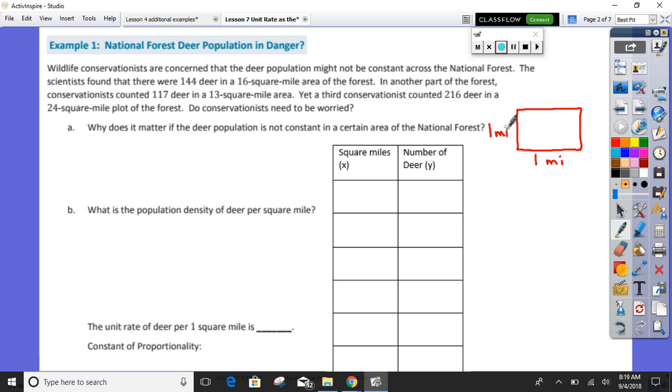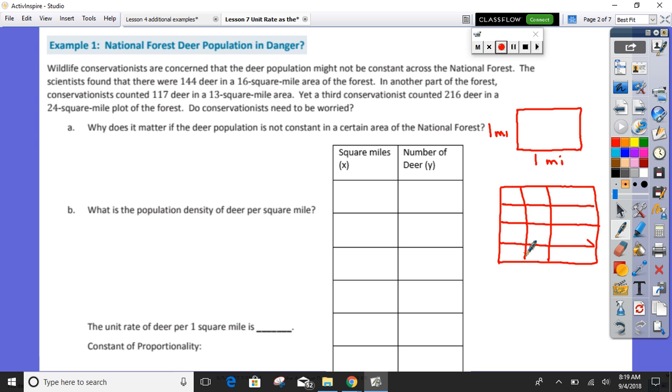So when we're talking about 16 square miles, we're talking about a large square area made up of 16 square miles. So that would look something like this. So where there are 16 of these square miles. So a 16 square mile area of land is not 16 miles on each side. It's only 4 miles on each side because when we multiply 4 times 4 to get the area, we get 16. So that's what that's talking about.